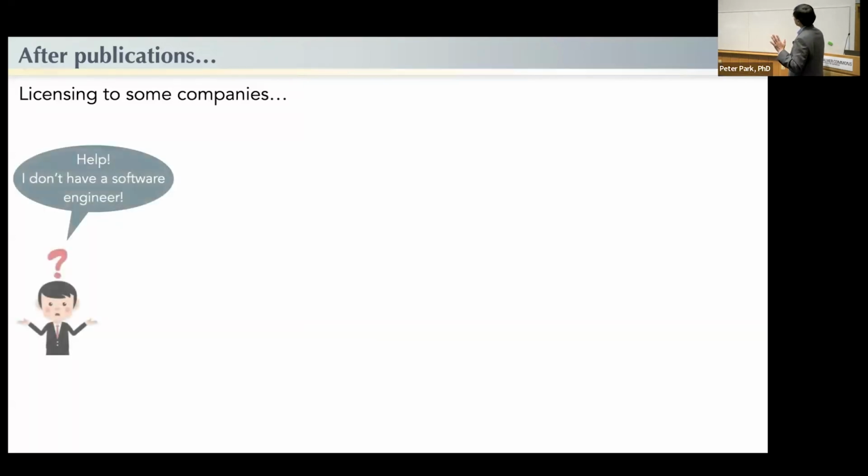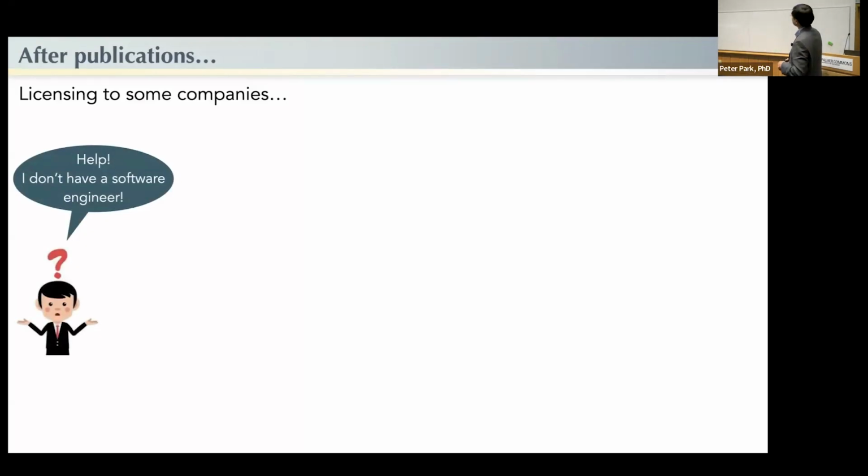So after we published this paper, we actually did some reach out to companies, and you can imagine that if you're a pharma company making PARP inhibitors, you do want to identify these other cases, right? And so we had some license deals, but most of it was just very difficult, okay?